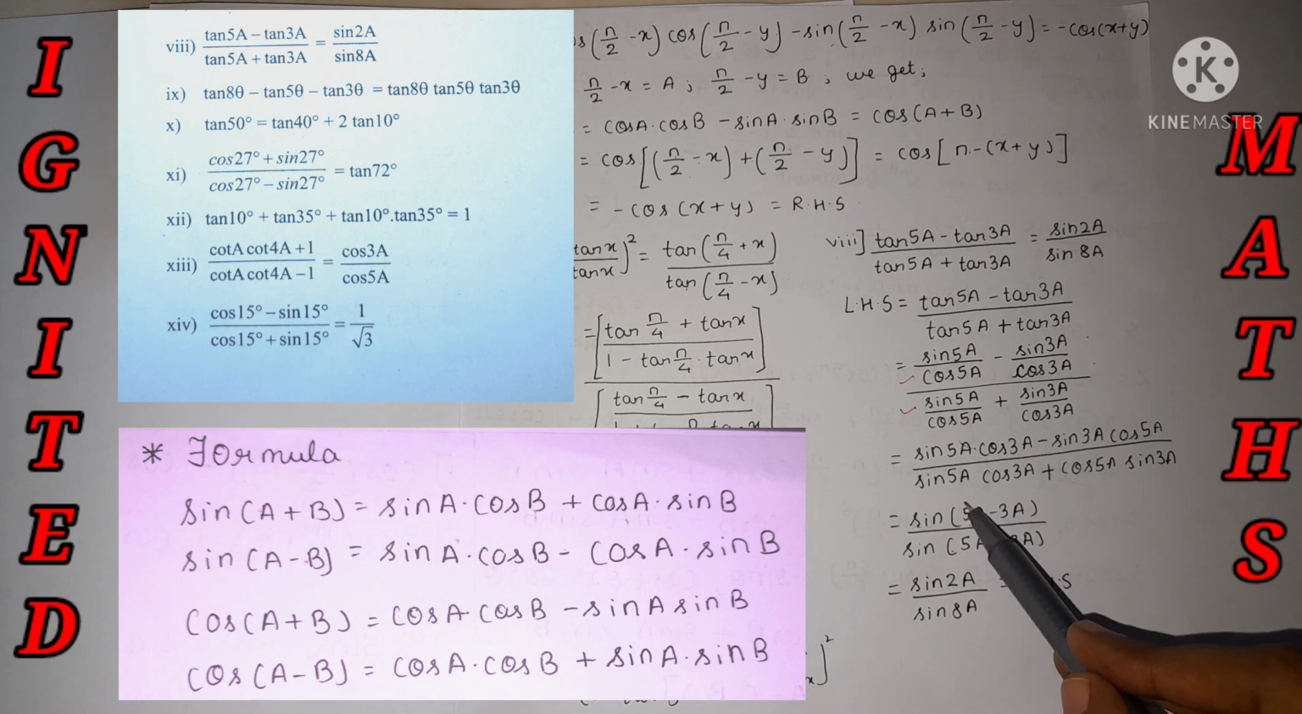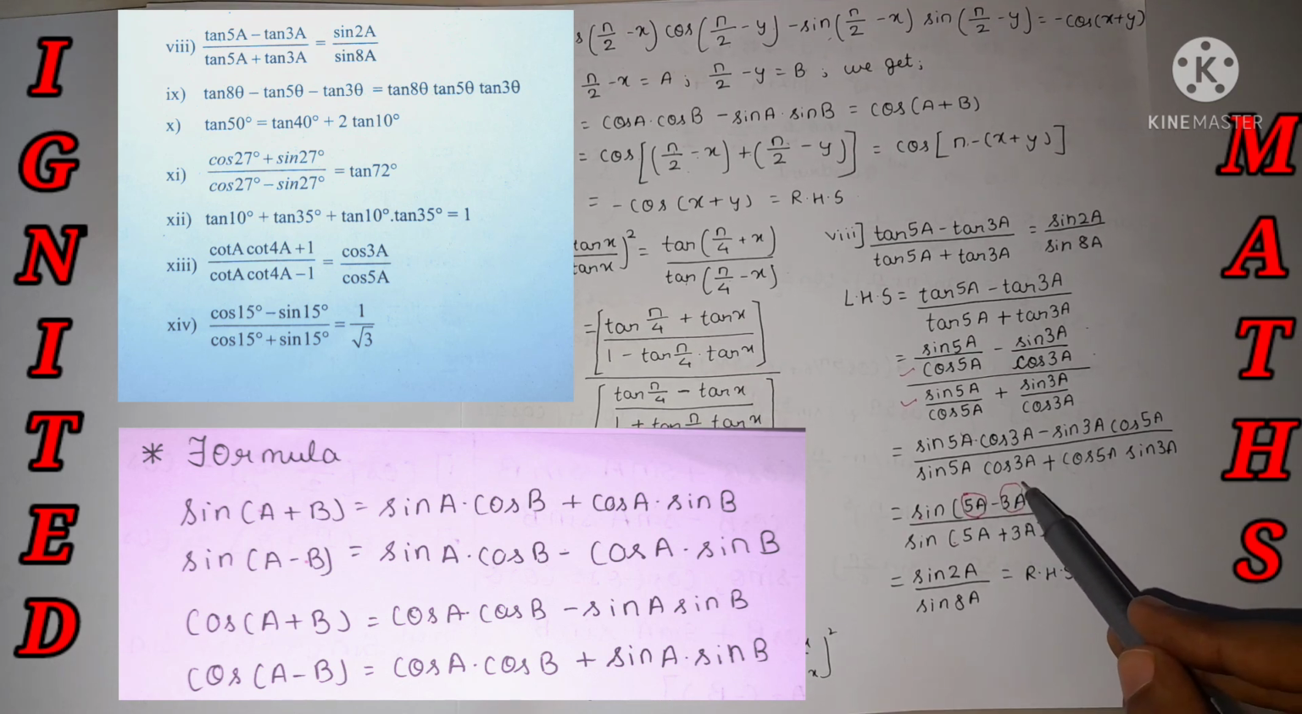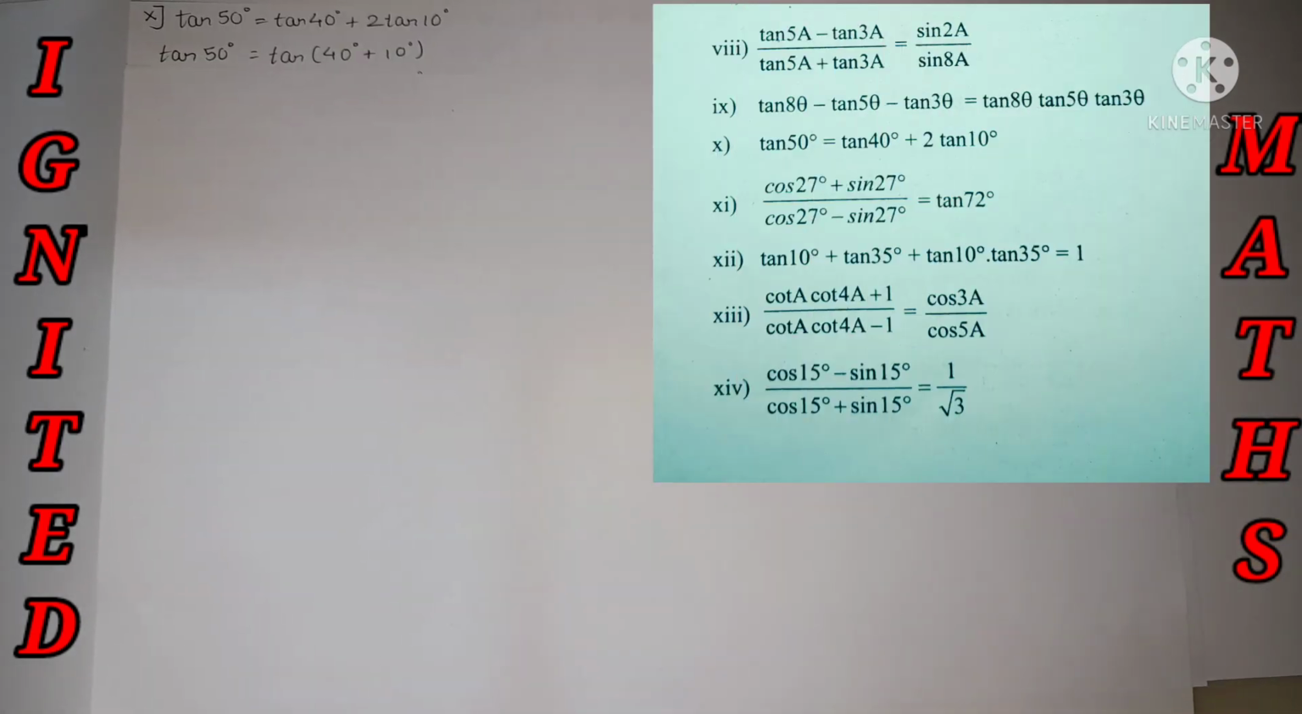A over here is 5a, yes, and b over here is 3a. Okay, that's what the difference. And 5a minus 3a it's nothing but 2a, and 5a plus 3a is nothing but sin 8a. So this is what the RHS value. Actually the second part is what we need to prove. So from LHS to RHS, or RHS to LHS, we can prove it.